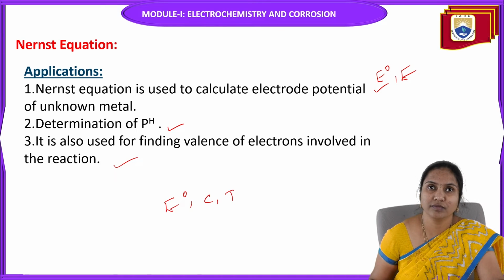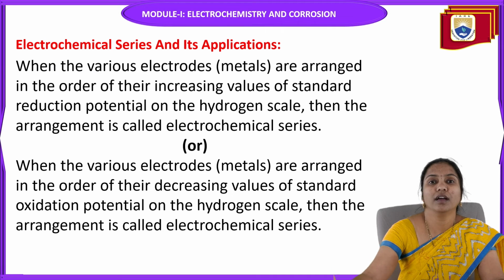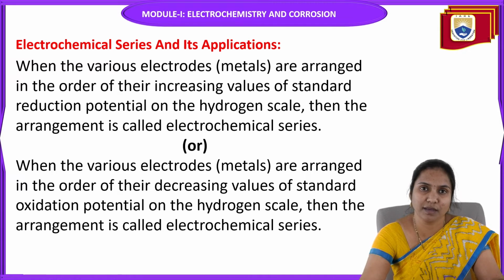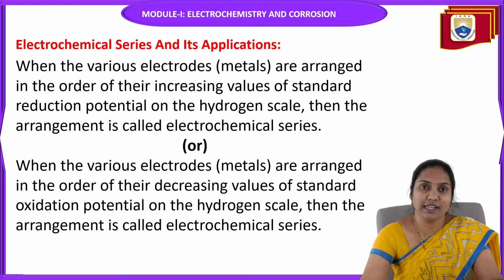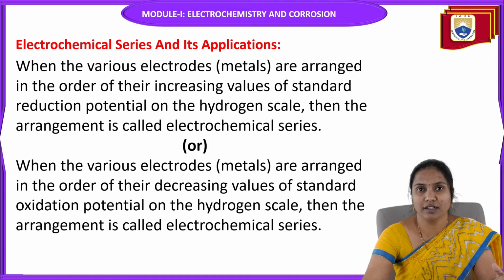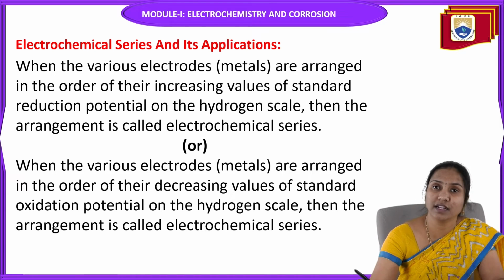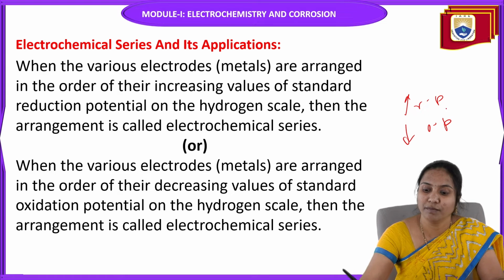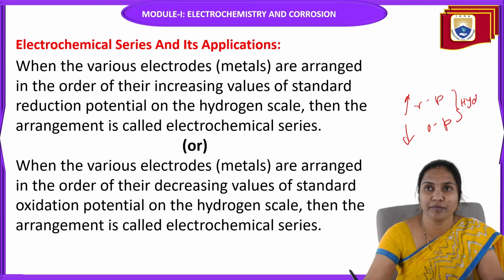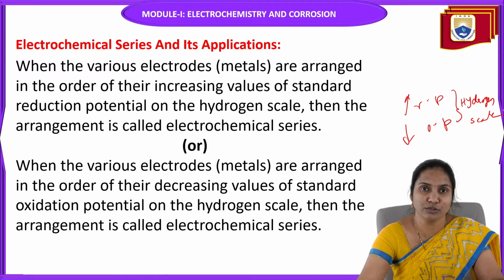Now I'll discuss the electrochemical series and its applications. What is the meaning of electrochemical series? Metals are arranged in increasing reduction potentials or decreasing oxidation potentials based on the hydrogen scale. This series is known as the electrochemical series.